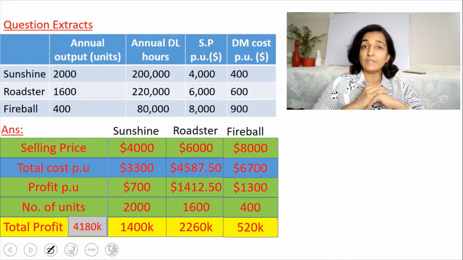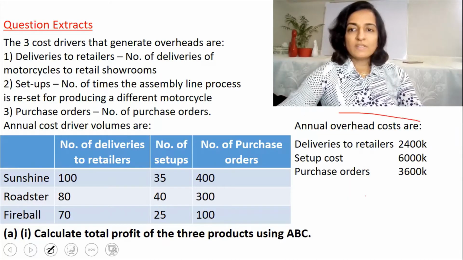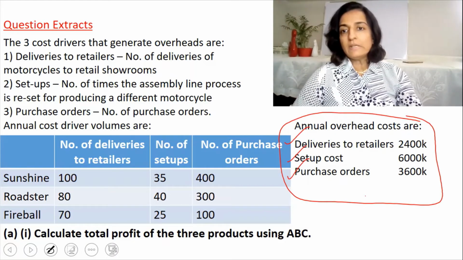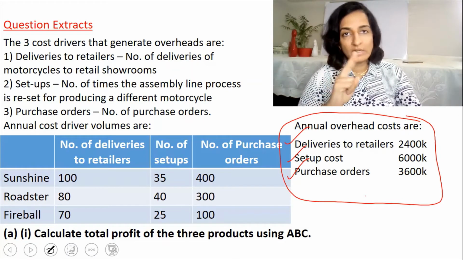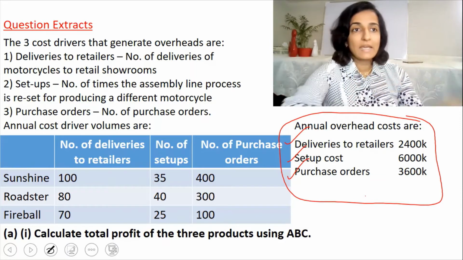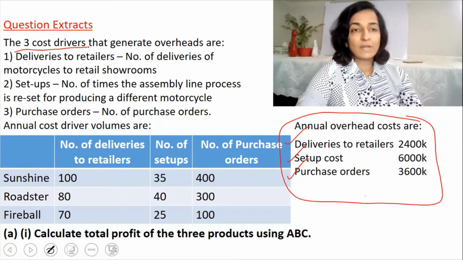Now moving on to the ABC method. So we all know that under ABC, overheads get divided between the products based on cost drivers. So let's take a look at the cost drivers that have been given in the question. So this is the annual overhead cost, and there are three cost pools. One is delivery cost to the retailers, the second one is the setup cost, and the third one is the purchase ordering cost. And they have given the cost drivers.